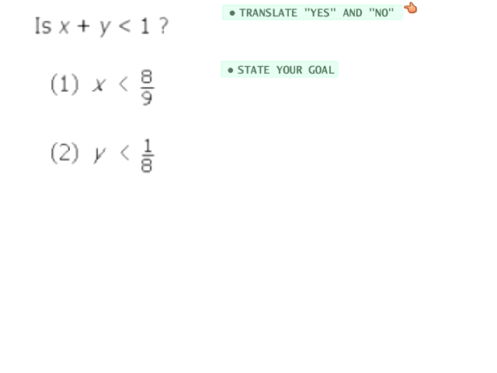I mean, translate stuff, state the goal. So, yeah, it does have to be greater than or equal to. We touched on that. It's true. So the yes in this problem means that x plus y is less than 1. And the no to this problem would mean that that is not true, which means that it's either equal to 1 or it is more than 1.